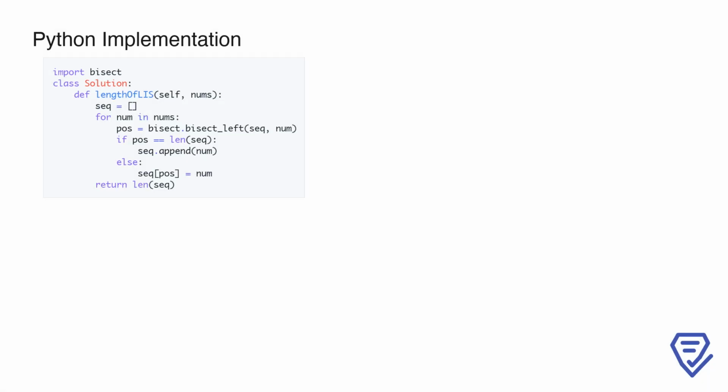The Python implementation for LeetCode problem number 300 begins by importing the bisect module, which provides efficient binary search functions.